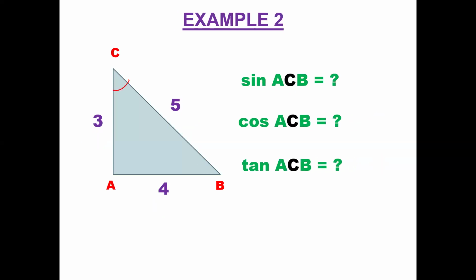3 upon 4. Now the most common trick from IGCSE: I have switched the angle to C. When the angle is at C, now the opposite will be 4, right? The hypotenuse won't change. And what about the values now? Can you tell me the new values? 3 divided by 5.